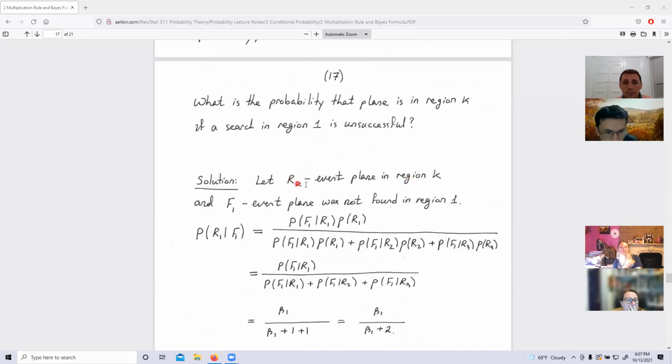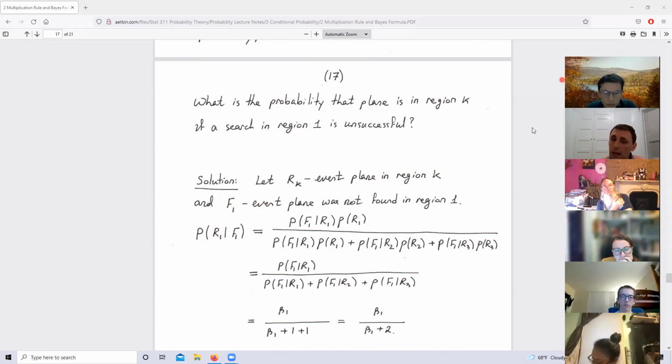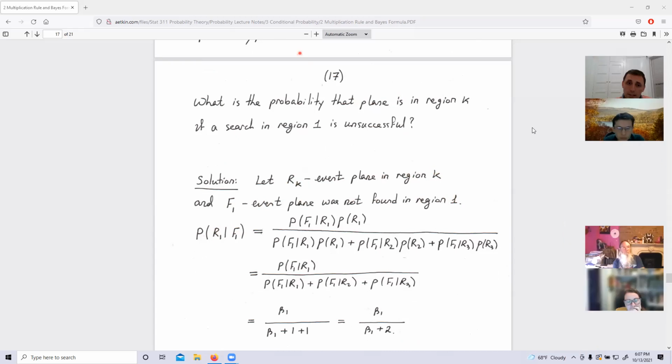So let R sub K be the event the plane is in region K. And F1 is the event the plane was not found in region 1. So I'm interested in calculating the probability of R1 given F1. In other words, what's the likelihood that the plane is actually there, given that a search of region 1 did not yield a successful result?